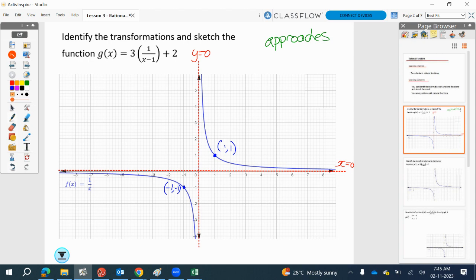So what transformations do we see in this one? Let me get some vocabulary for this. What sort of transformations can you see? Explain to the person next to you. What are the transformations we see? Do we have any translations? Horizontal, vertical, stretch, compress?